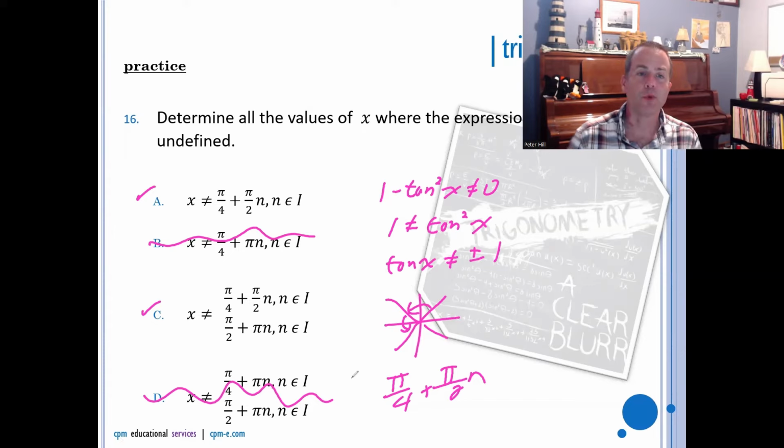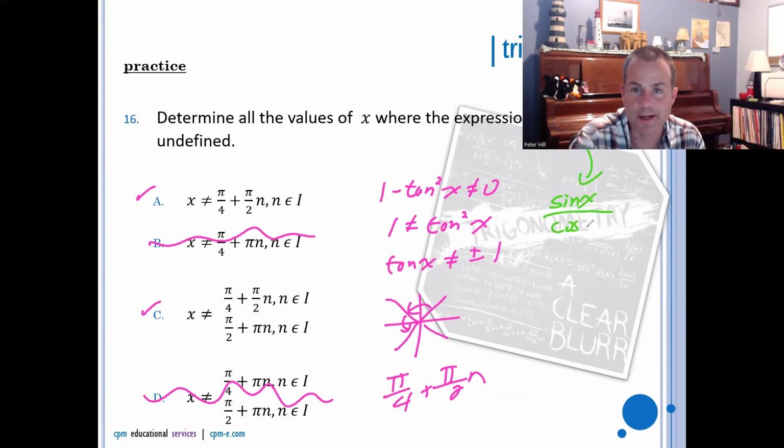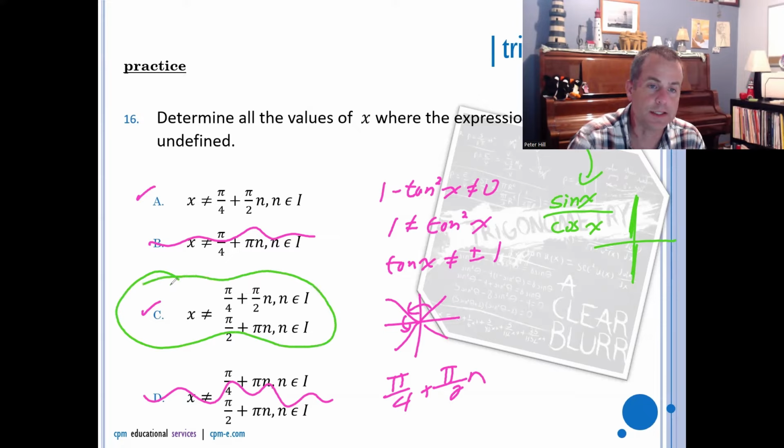Okay, now where would another non-permissible value come from? If one exists, well, actually, friends, one does exist because I have tan. Anytime I have tan, I need to think about the fact that that's sine of x over cos of x. So cos of x can't be 0. Where is cos of x 0? Here and here, which would be pi over 2 plus pi n. So C is the winner, winner chicken dinner. That would be my total non-permissible values there.